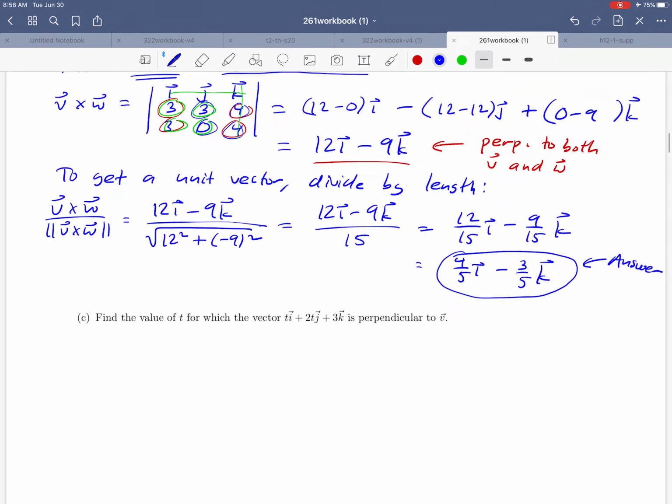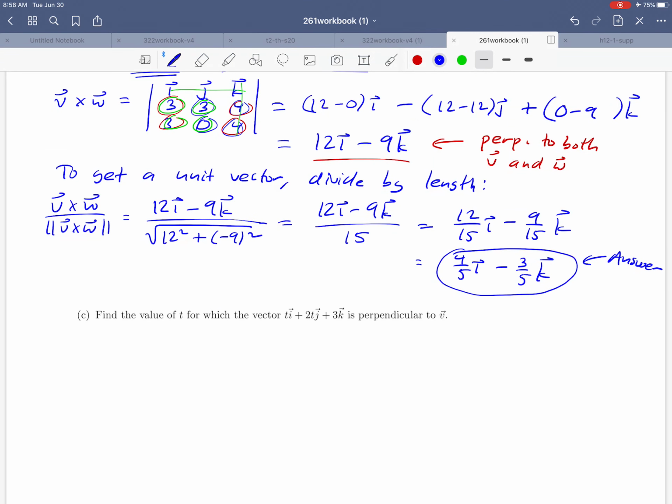Okay, so we got one more part to go here. So let's take a look at part C. So they'd like us to find a value of t for which the vector ti plus 2tj plus 3k is perpendicular to v. Okay, so now we've got two vectors involved, and we'd like to do something that guarantees that they're perpendicular to each other.